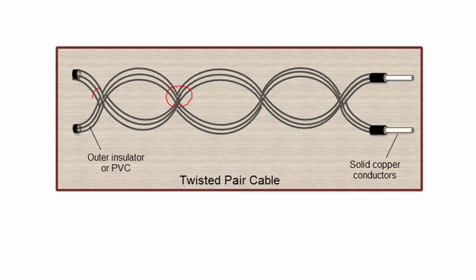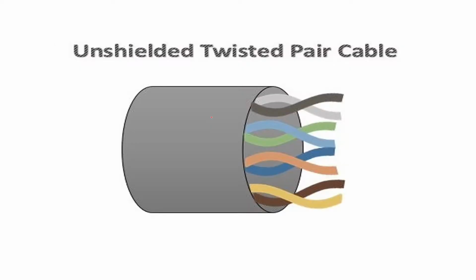This is the twist, this is the twist, and each wire has a solid copper conductor which can be taken out if you just remove the top insulator. Then here also you can see the second copper conductor. Upon this copper conductor you have the outer insulator, the PVC, polyvinyl chloride. Then, the unshielded twisted pair cable.